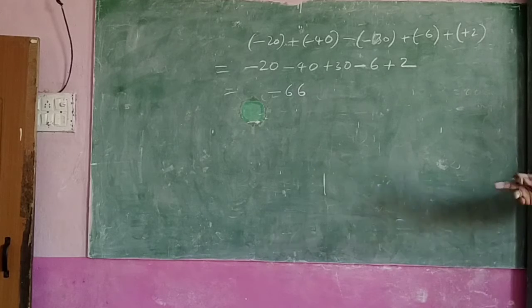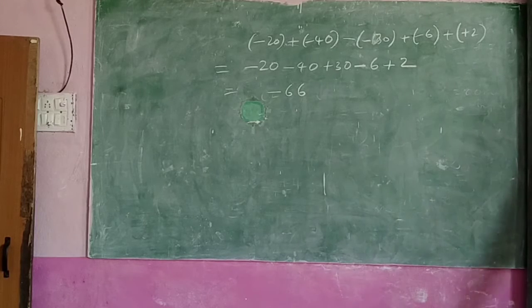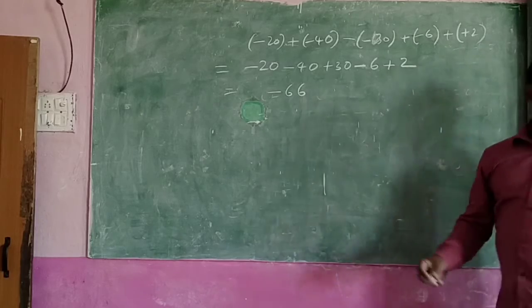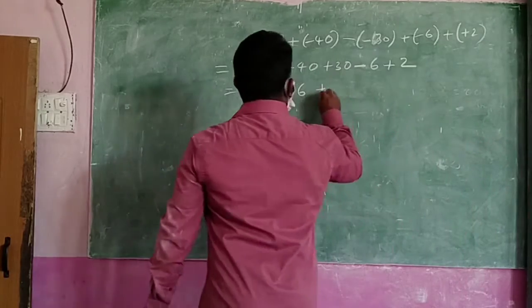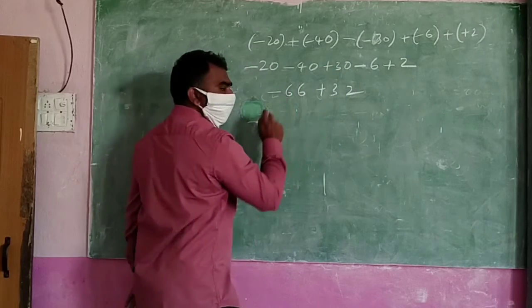32. Means what you are doing here? Down steps, you are finding the total. Up steps, you are finding the total. Down steps one total, up steps one total. So up steps are how many? 32, because up steps are plus. Down steps are minus.